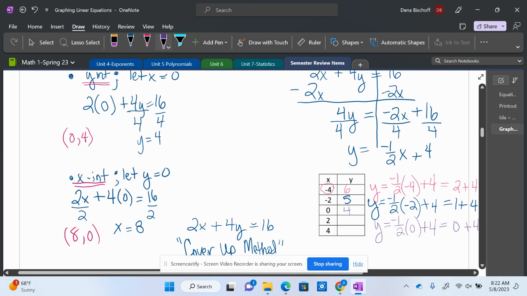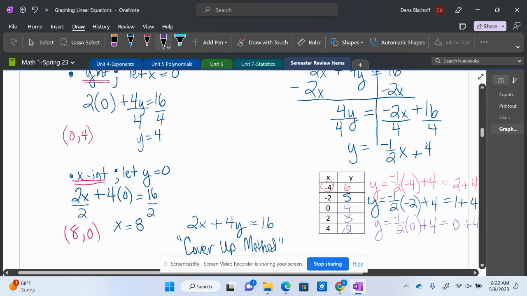And we could keep going and going, but hopefully you notice a pattern in your table. What is the pattern? They're going down by how much each time? They're going down by 1. So I know that this next one is going to be 3, and the one after that is going to be 2. Okay. So we have 5 ordered pairs that we can graph. I'm going to wait for you guys to catch up.